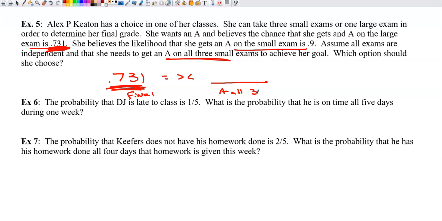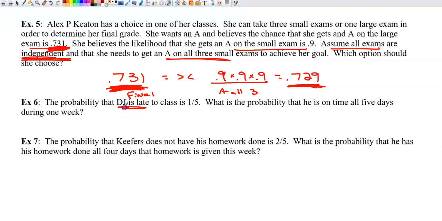Well, to get an A on all 3 little ones, I would have to get an A on the first, an A on the second, and an A on the third. They have told me that these events are independent. Assume all the exams are independent, which allows me just to do 0.9 times 0.9 times 0.9. This is the multiplication rule from 5.1. Didn't have to do anything fancy. And when I do this, I end up with 0.729, I believe. And since 72.9 is a little bit less likely than 73, I'm just going to take the final. In reality, the difference between those 2 probabilities is essentially nothing, so it probably makes no difference, which is why the teacher made it that way.